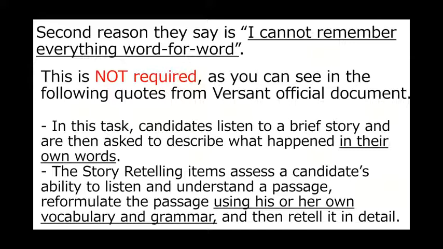In this task, candidates listen to a brief story and are then asked to describe what happened in their own words. The story retelling items assess a candidate's ability to listen and understand a passage, reformulate the passage using his or her own vocabulary and grammar, and then retell it in detail.